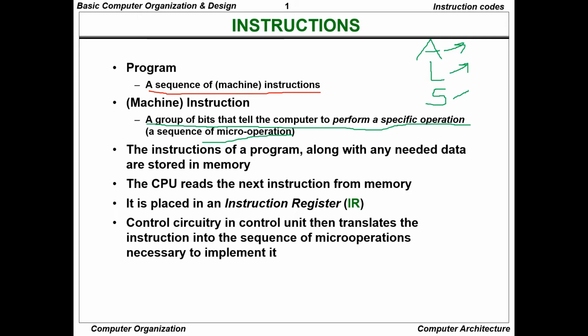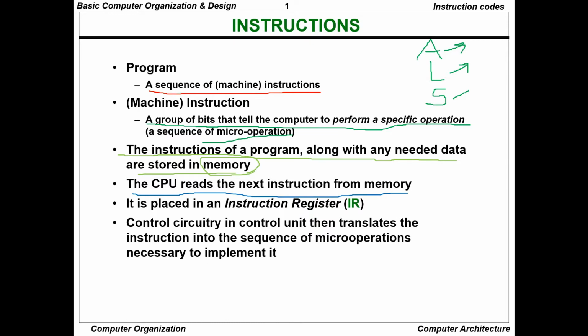So the instructions of a program along with any needed data are stored in memory. So where is it stored here? It is stored in memory. So what does the CPU do now? The CPU reads the next instruction from the memory.